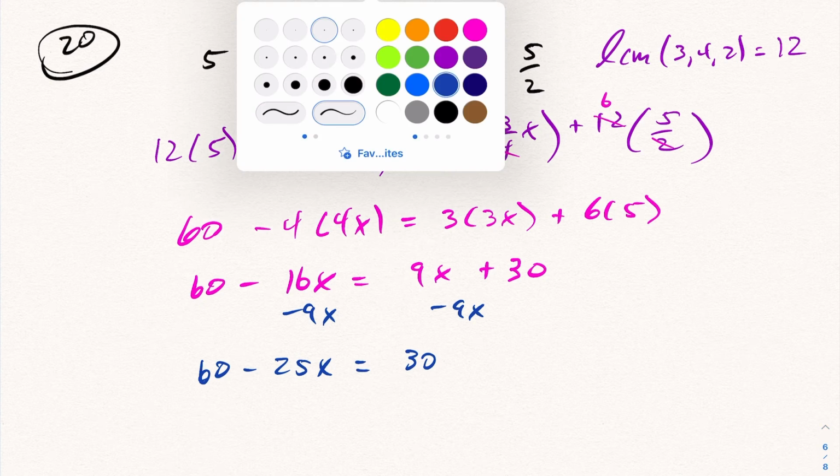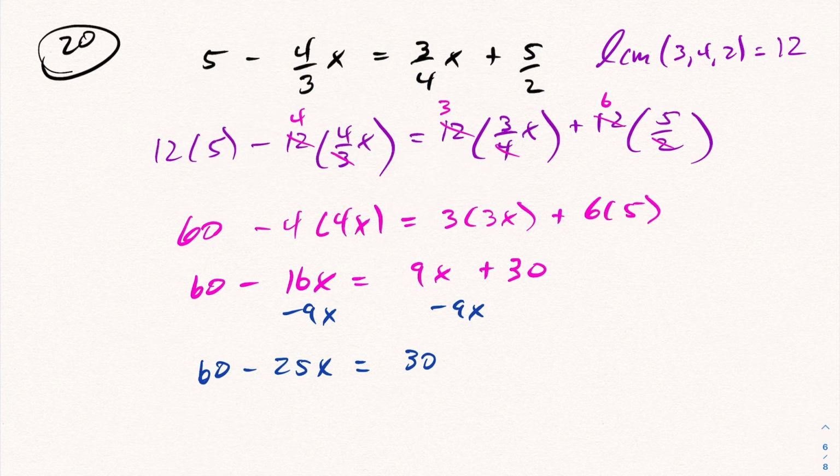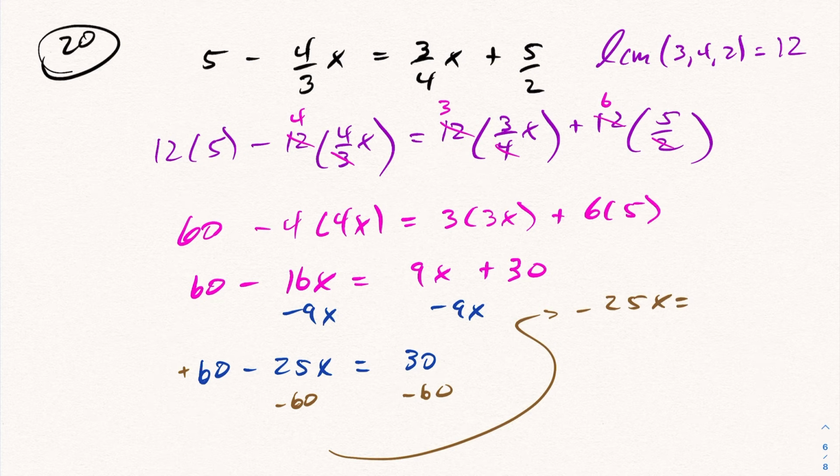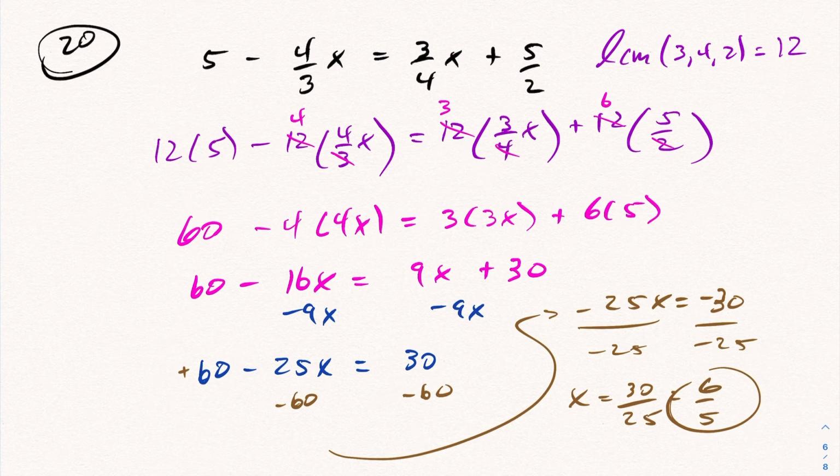Then I'm going to go ahead, and the operation in front of this 60 is addition. So I'm going to subtract 60 on both sides, in which case we get minus 25x is negative 30. And then I'm going to divide across by negative 25 on both sides. And I get x is 30 over 25, which will reduce to become 6/5. Right? And how I got that 6/5 was I just divided the top and bottom of this fraction by 5.